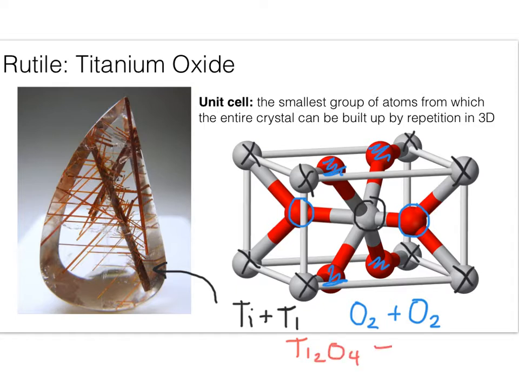And so if we were to combine these, we would see this would be Ti2O4, and we would come up with a common denominator empirical formula of titanium oxide, or TiO2, which is the empirical formula for rutile, a beautiful mineral.